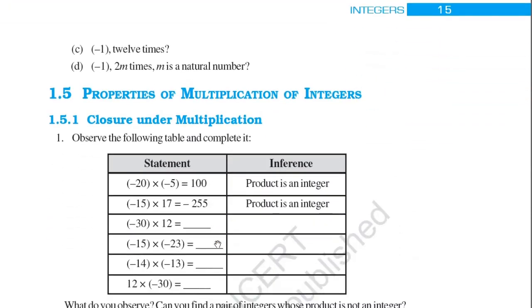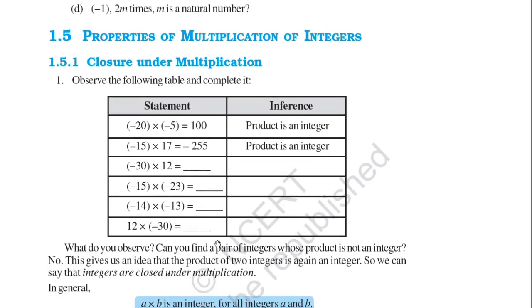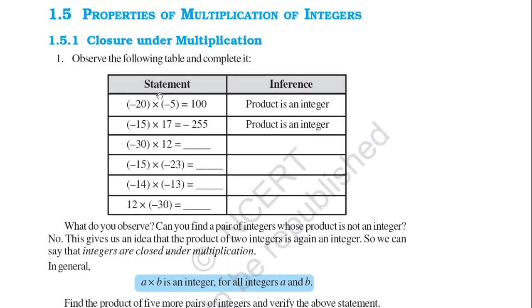Properties of multiplication of integers. 5.1 Closure under multiplication. So observe the following table and complete it. So you can see here minus 20 into minus 5 is equal to 100. Product of an integer. Here also minus, and here also it will be minus, and here also it will become plus, and here also it will become plus, and here minus. So you can do that.